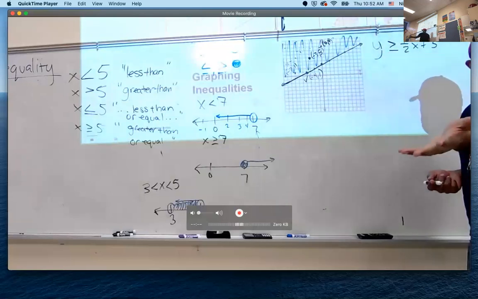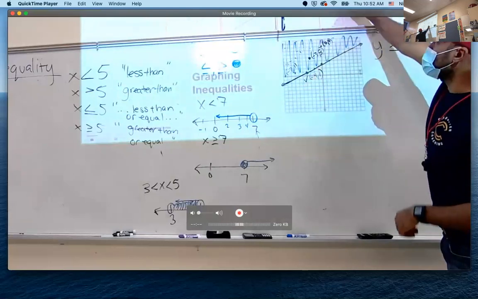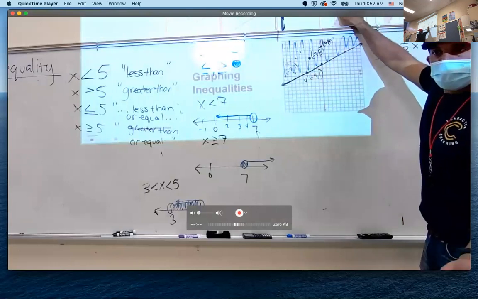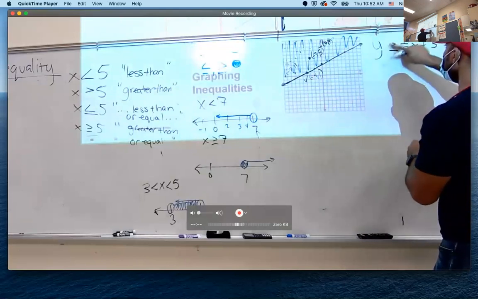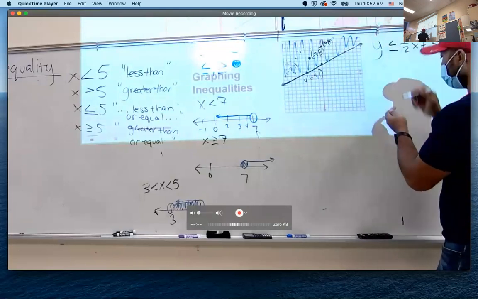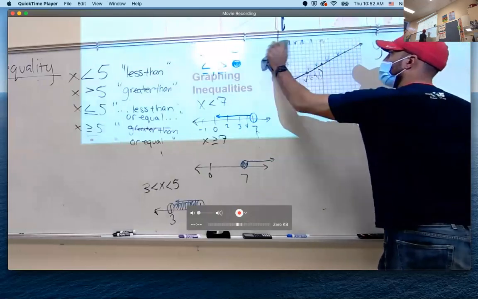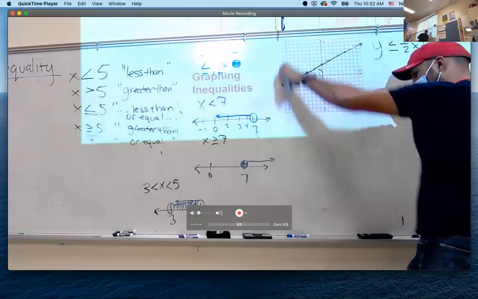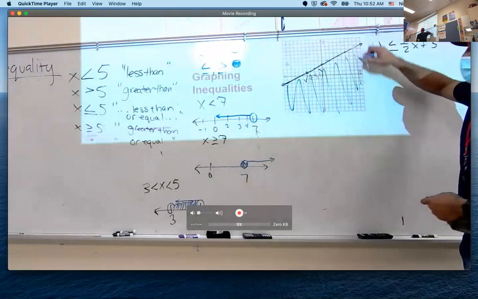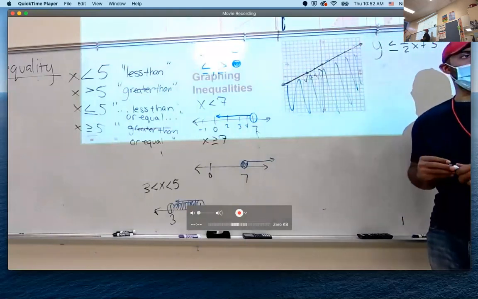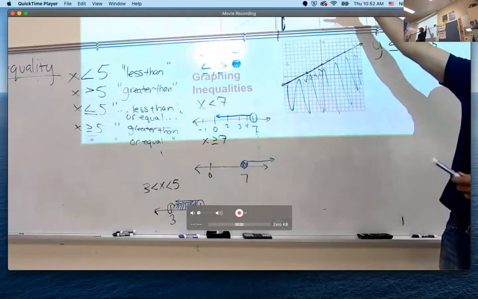Okay. Yeah, I know what you mean. Like as you go up, that's more positive, right? If you go down like this, less than, that's more negative. So yeah, you would shade below. So I could change this problem. Let's say I go like this. Now it's less than, so instead of shading here, now the answer is down there. Okay. So if it's less, I shade under. If it's a greater, I shade above.